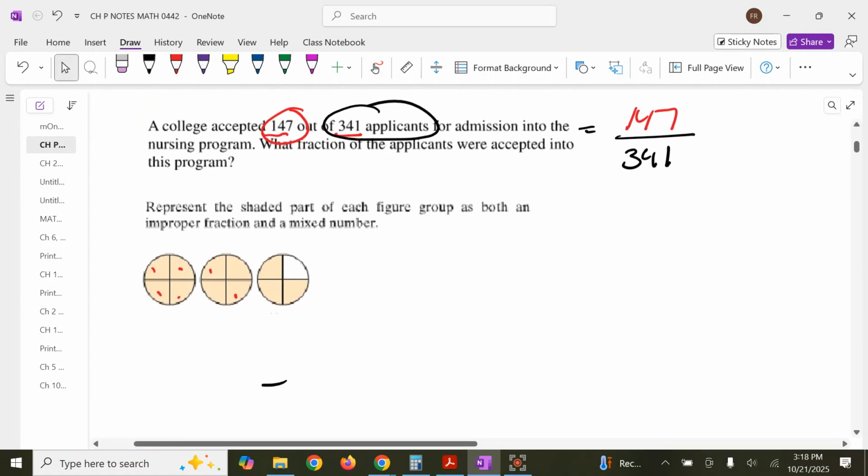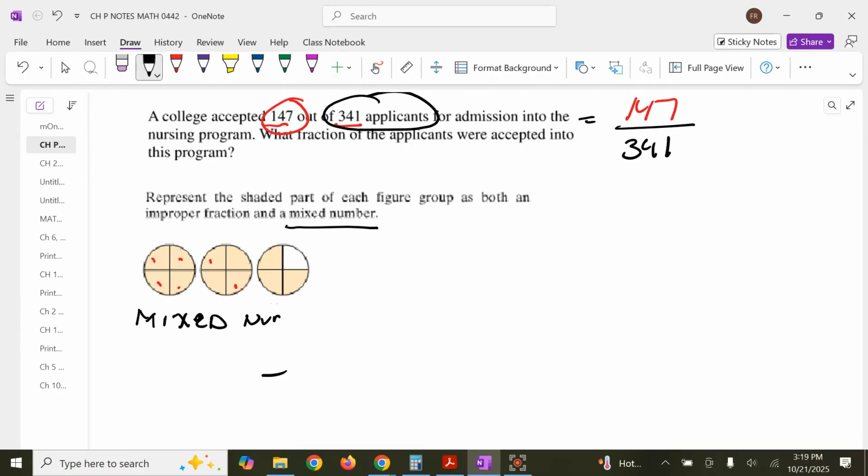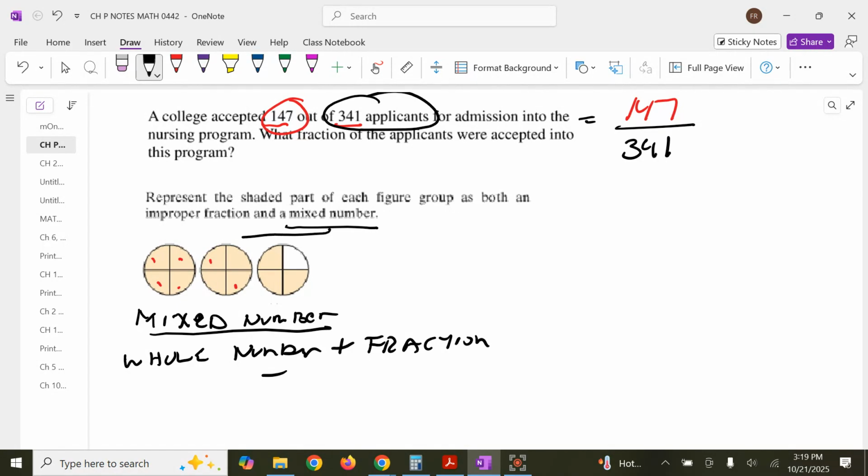Now, for the next part that we have here, y'all, it says represent the shaded part of each figure group as both an improper fraction and as a mixed number. So, y'all, I'm first going to do a mixed number. So, let's talk about what a mixed number looks like. A mixed number, my friends, is a whole number plus a fraction.